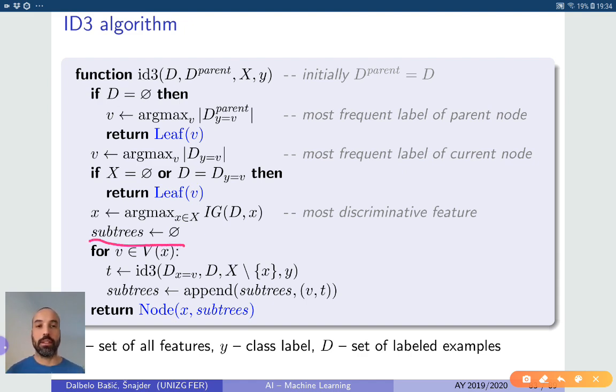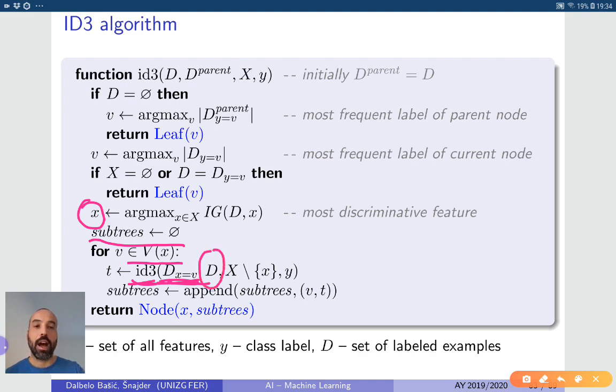Initially, I'll set the set of subtrees to an empty set, and then I'll be considering each of the values of the feature I've just chosen based on information gain. So V are going to be the different values, which will give me the different branches beneath the node. And now this is where the recursion happens. I'm making a recursive call to ID3, to the same function, to basically apply the same logic on the subset on each of the branches. So I'm making a call to ID3, but now I am basically partitioning, and I'm looking at the subset where the X feature has a particular value V.